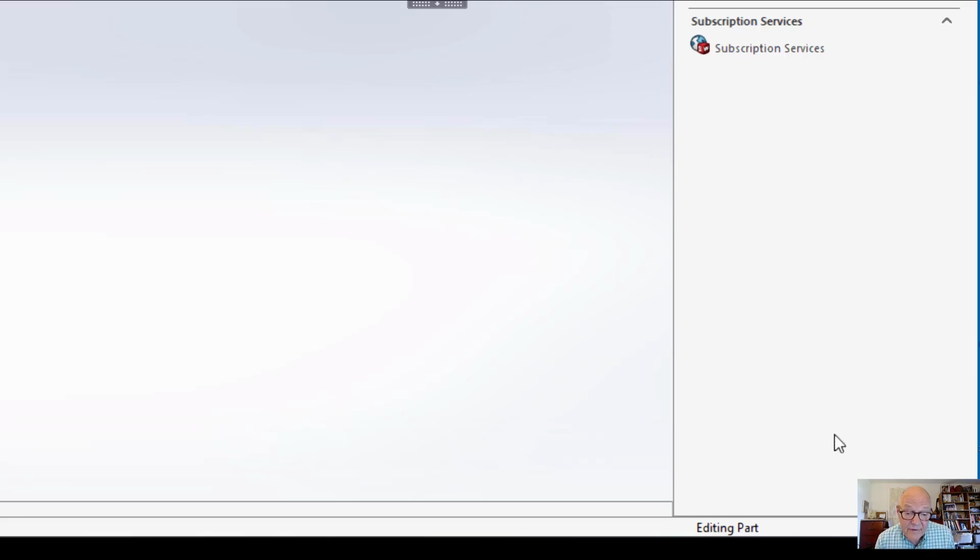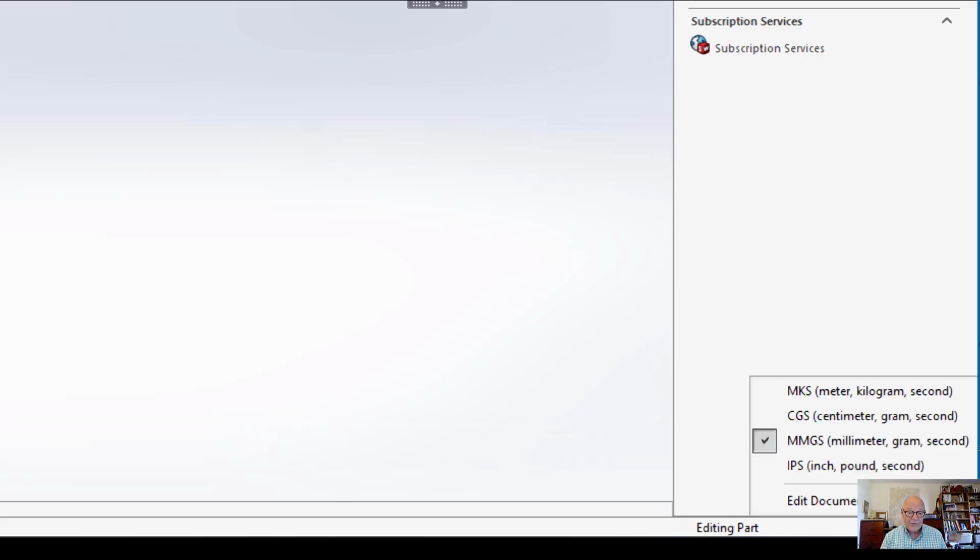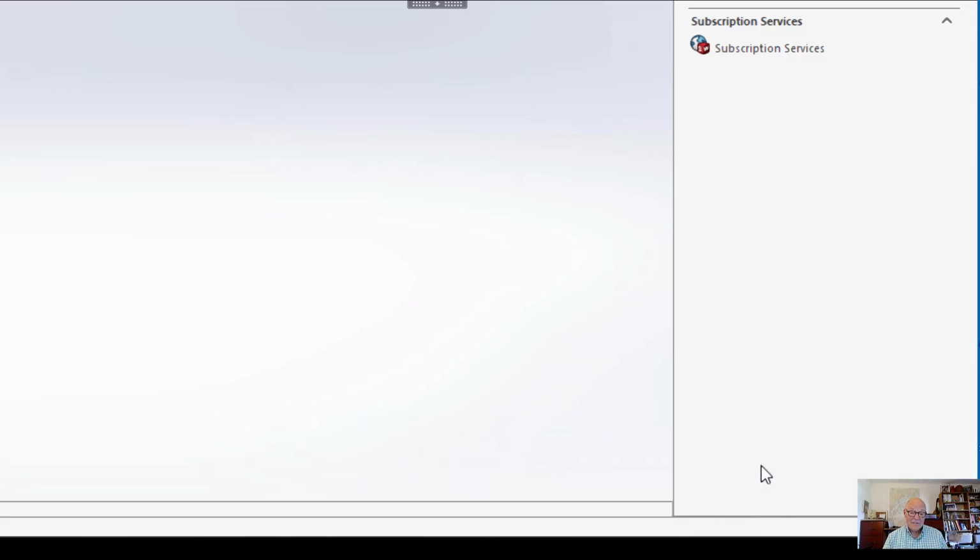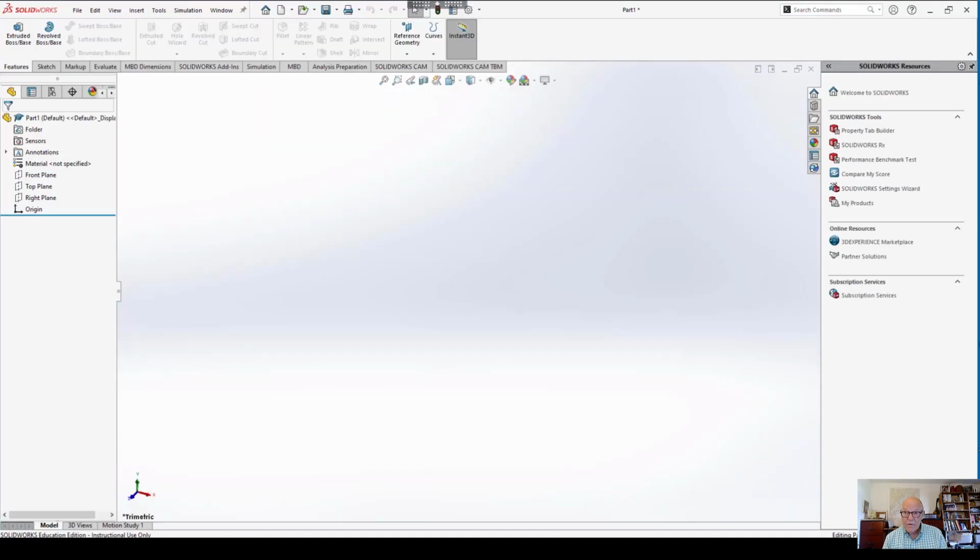Alright, so if you look in the lower right hand corner, MMGS stands for millimeters, grams, and seconds, which is what I normally draw on. You can also do inches, pounds, and seconds. Don't pick centimeters, don't pick meters, but you have to pick the units that you plan to draw on. Most of you draw in inches, and that's what most of the ships in the United States are designed in, so I'm just going to pick IPS for this, and then I'm going to turn off the magnifier.